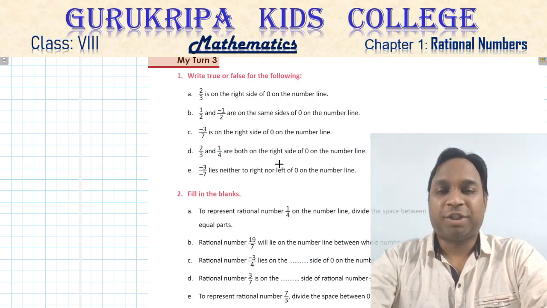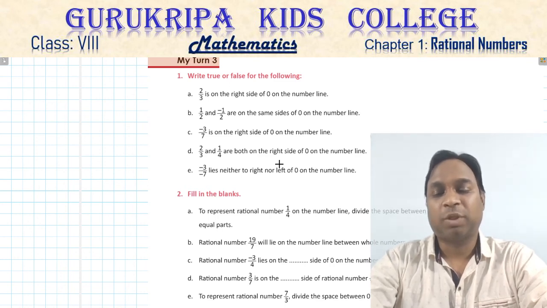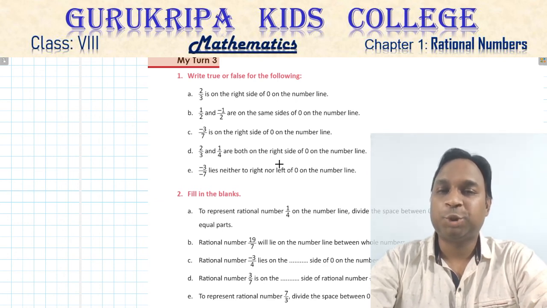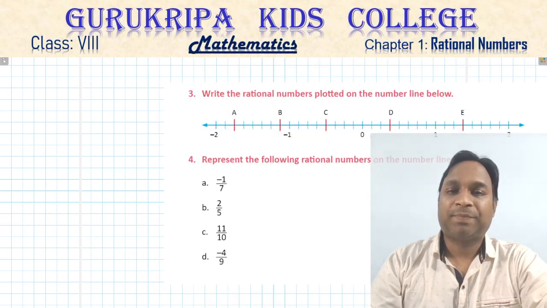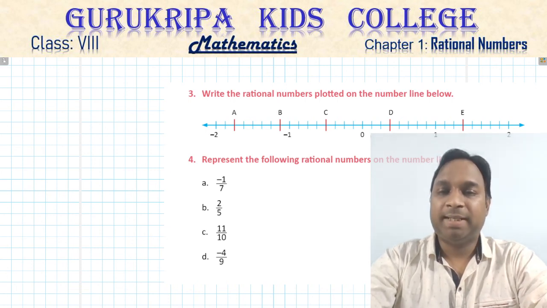Now there are some homework questions for you. These questions are from My Turn 3 in the practice book. The questions are there in the screen, and you can also find the questions in your textbook, practice book. You have to try these questions. All the questions you should be able to do now. There are some more questions in the same My Turn 3. Total of 4 questions are there. You have to try it and ask me if there is any difficulty.